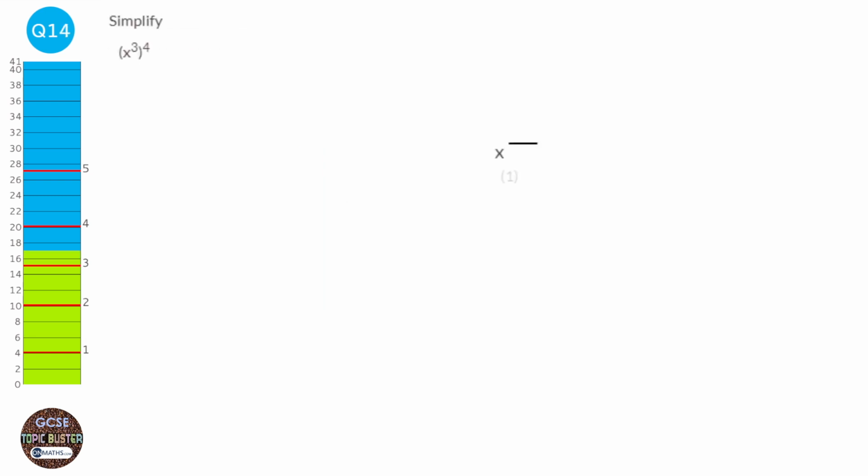When something gets to the power of 4, you times it by itself 4 times. So we're going to do that to the x cubed here. So we've got x cubed times x cubed times x cubed times x cubed. Now when two powers of the same base are multiplied together, you add the powers together. So here we're going to add the 3, the 3, the 3 and the 3, and that will give us x to the power of 12.